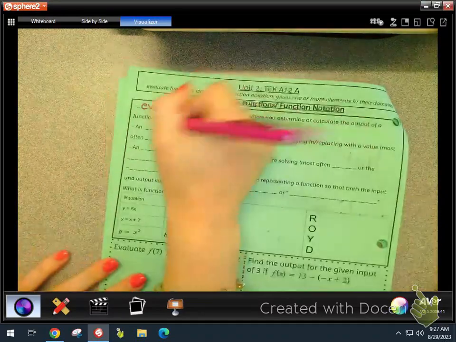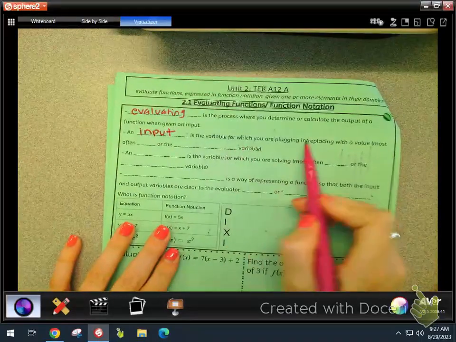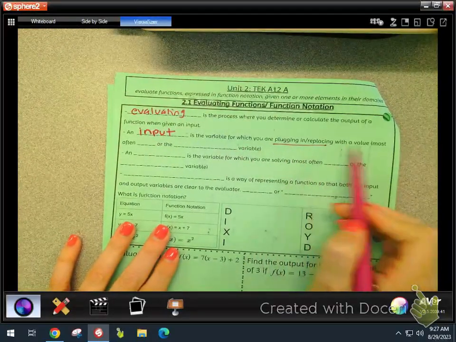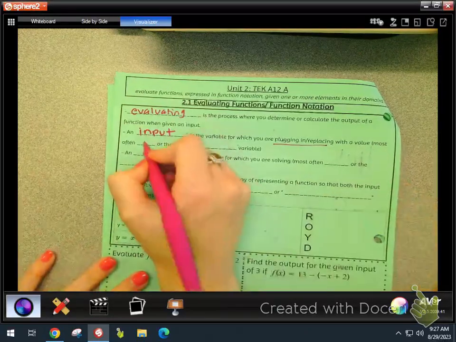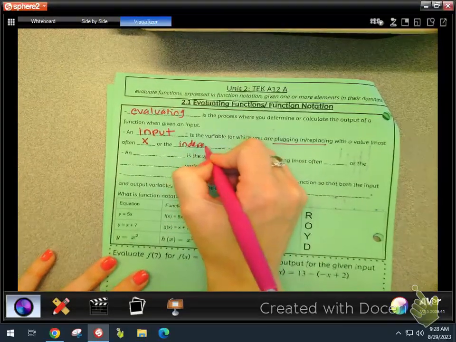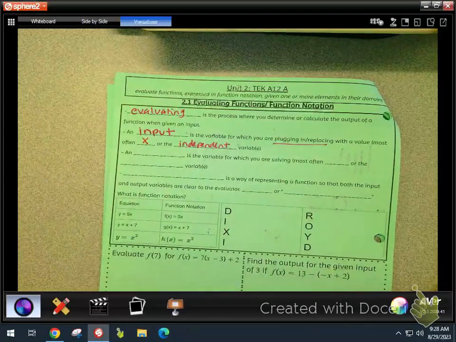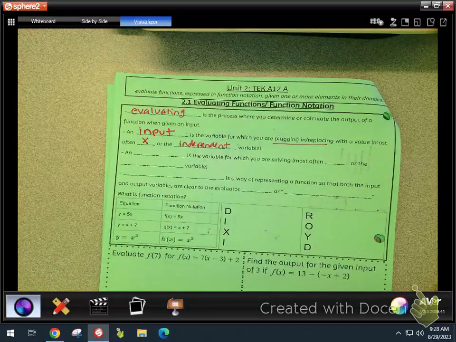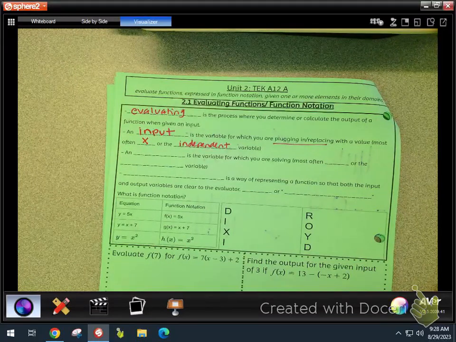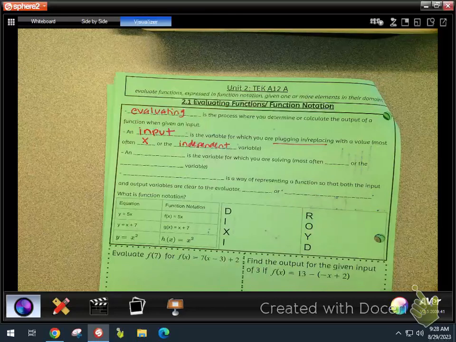An input is the variable for which you're plugging in or replacing a value, most often the x or the independent variable. Okay? What do input and independent both start with? Page 4. I. Okay, so those kind of go together. Your input is your independent. Most often it's going to be your x, and that's what you're plugging in. Input, plug it in.